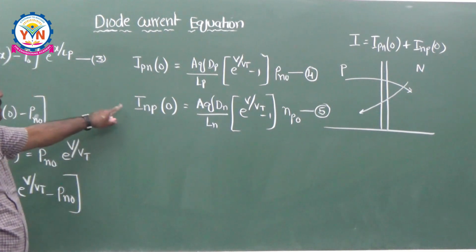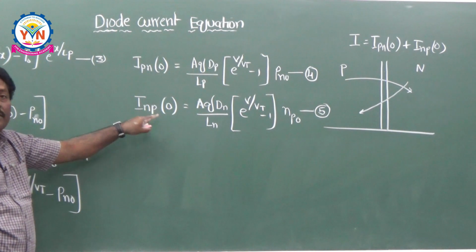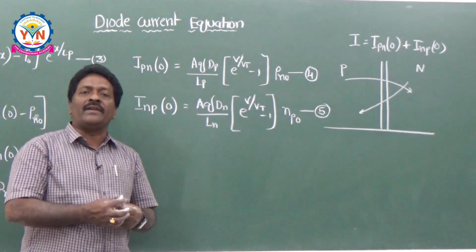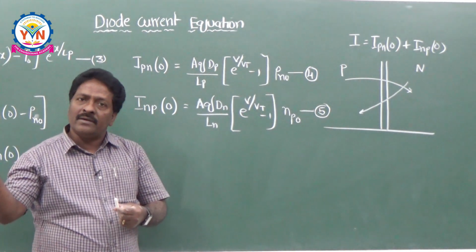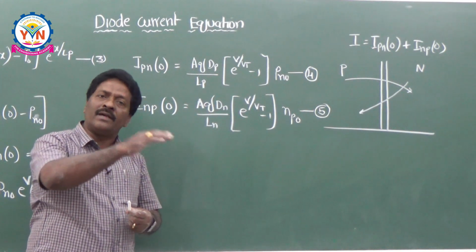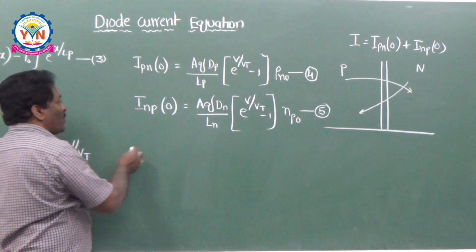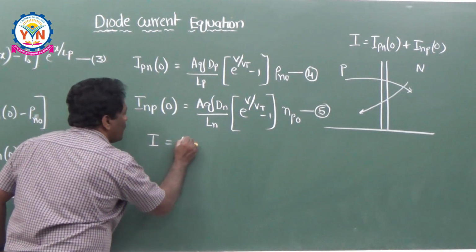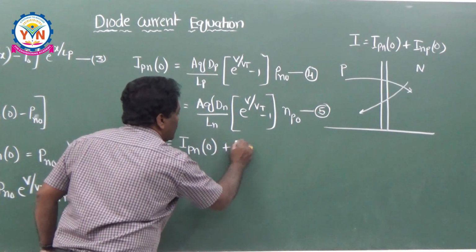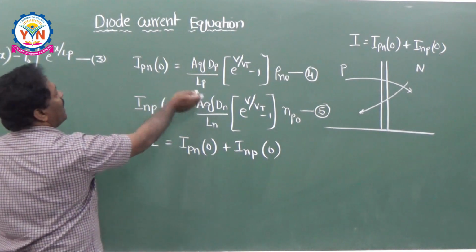Now how to get the total current? Total current through a diode. Already you got the IPn of 0, InP of 0. Simply add it. Because you are the person sitting at the junction and observing how much hole current is coming from P to N, how much electron current is coming from N to P. If you add it, you are going to get the total current I. So therefore, I is equal to IPn of 0 plus InP of 0. This is the expression you have to get.